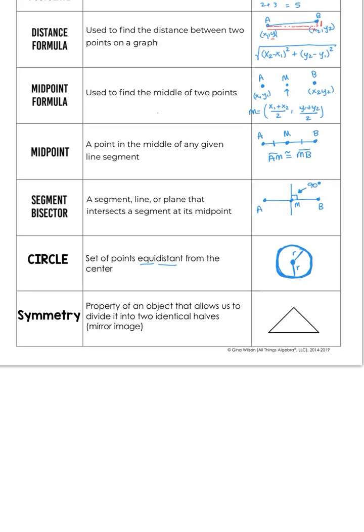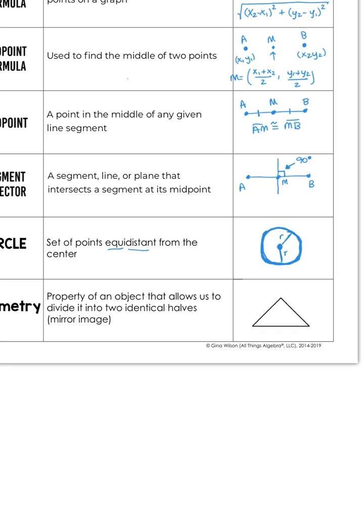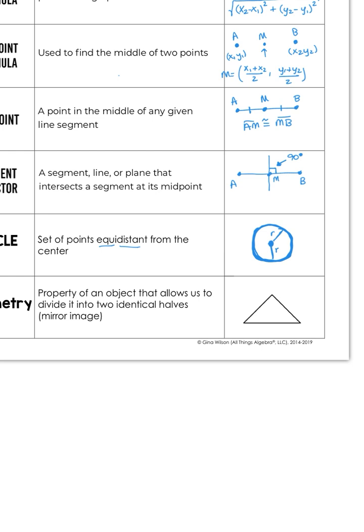All right, symmetry, the property of an object that allows us to divide it into 2 identical halves. So anywhere in the triangle or anywhere in a square, here we have the line of symmetry. We call that the LOS, the line of symmetry. If you have a square or a rectangle, it has multiple lines of symmetry because I can fold it this way or I can fold it that way. And we're going to talk about other shapes that have multiple lines of symmetry also.